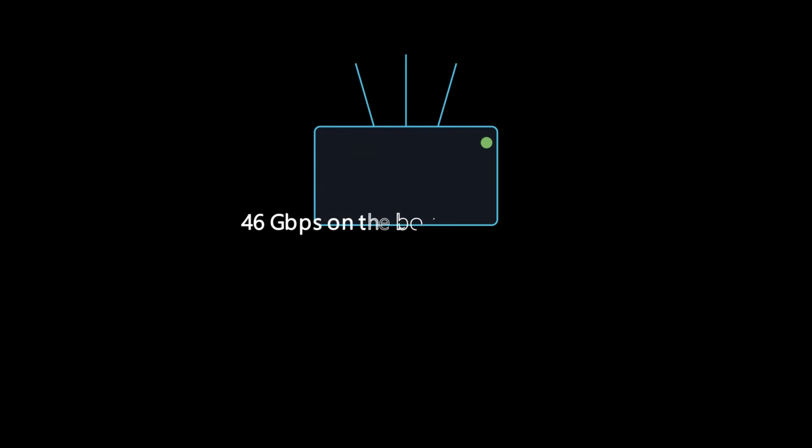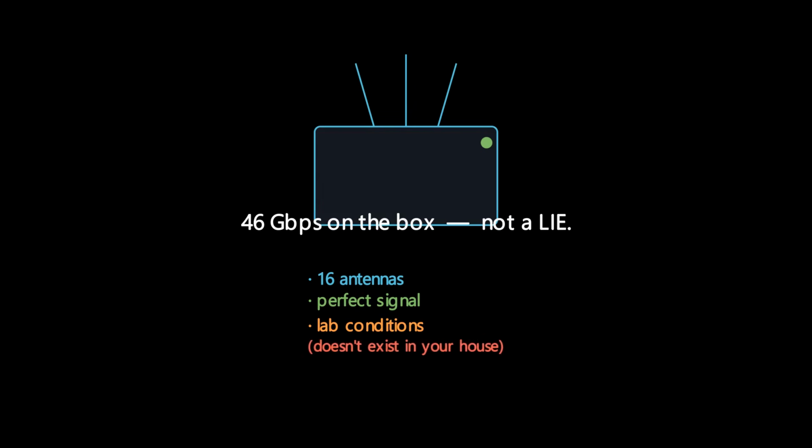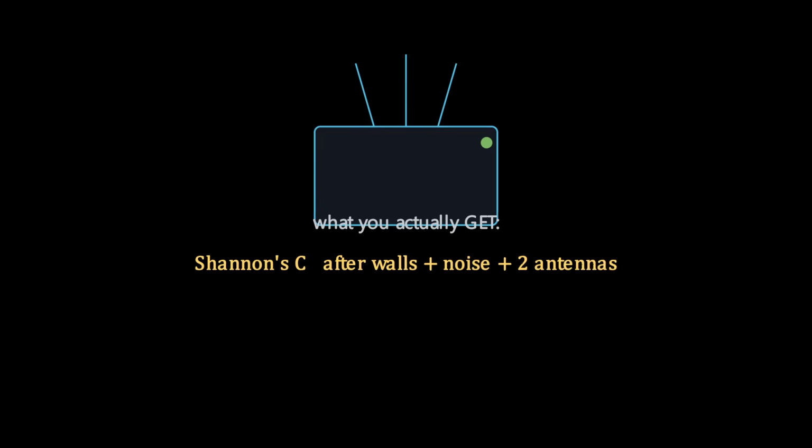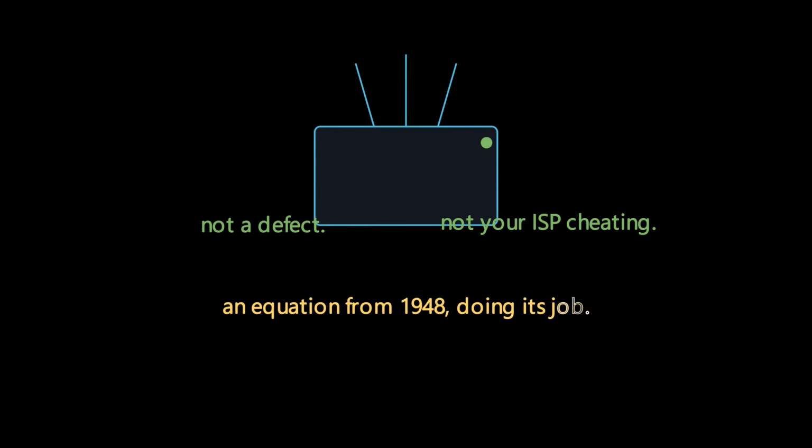So look at your router again. The 46 gigabit on the box isn't a lie. It's the absolute maximum, with 16 antennas, perfect signal, lab conditions, that doesn't exist in your house. What you actually get is whatever Shannon's equation allows after walls, noise, distance, and the fact that your phone has 2 antennas instead of 16. That's not a defect. That's not your ISP cheating. It's an equation from 1948 doing exactly what it's supposed to do.